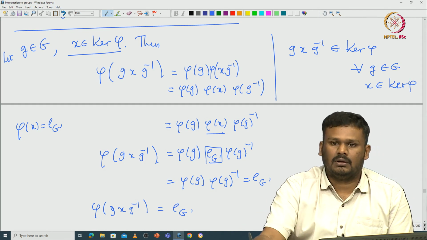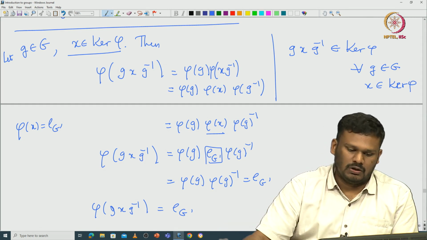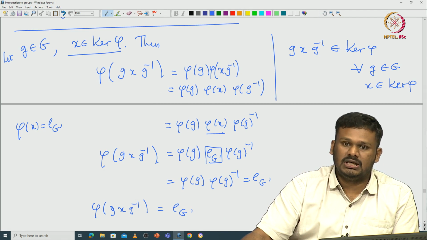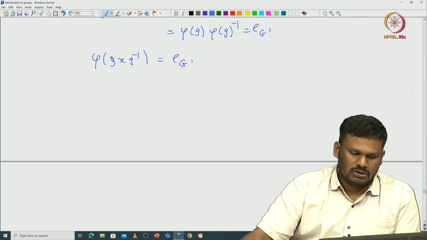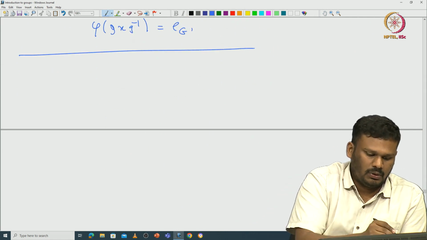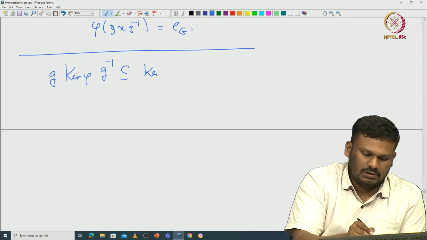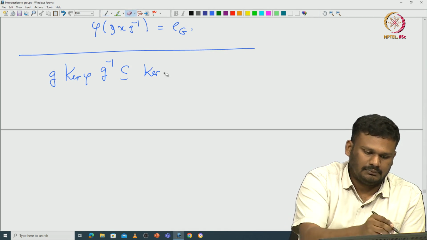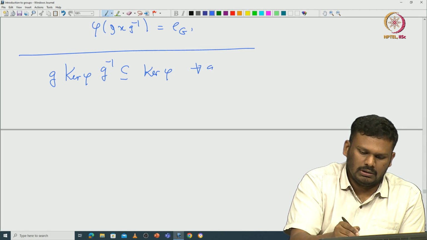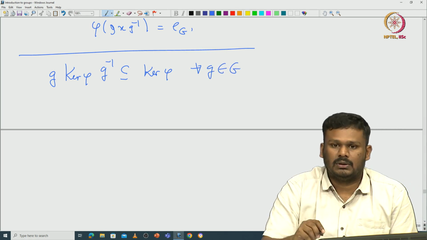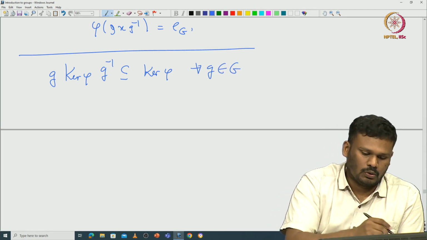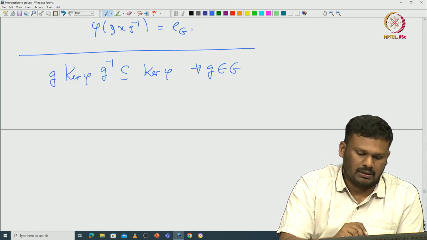Okay. So, now what do we want to prove? We want to prove that g kernel phi g inverse must be equal to kernel phi. So far, what have we proved? We have proved that g kernel phi g inverse is a subset of kernel phi, for all g in capital G. This is what we have proved. So, we want to prove the other way. Let us see how one can prove the other way.